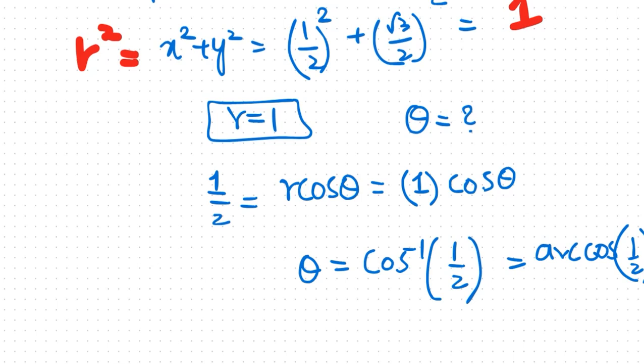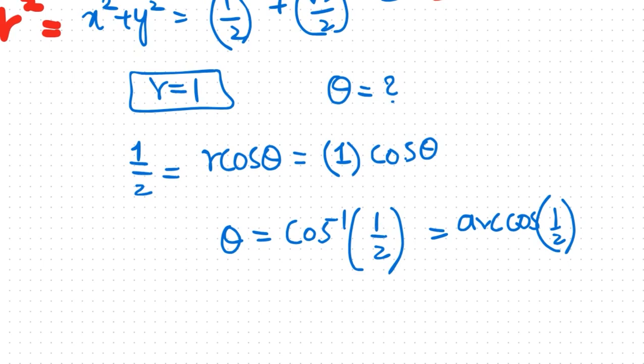Cos theta equals half means how much angle it is. Oh, it's 60 degrees. Okay, 60 degrees. So from here we have found that.